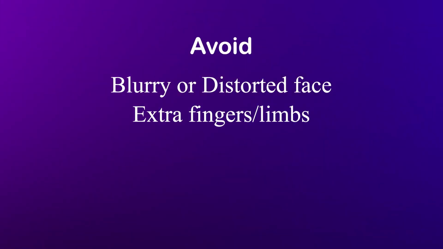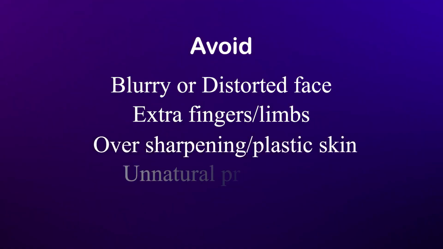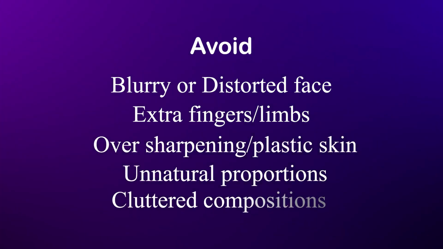Block 6. Negative control. Tell AI what to avoid. Avoid blurry or distorted face. Extra fingers or limbs. Over sharpening or plastic skin, unnatural proportions and cluttered composition. AI has common failures. By listing what not to do, you can get better results on the first try. Believe me, professionals always use this.